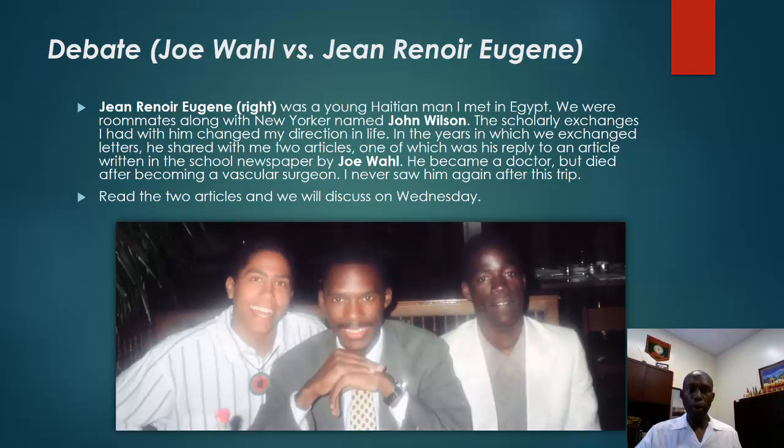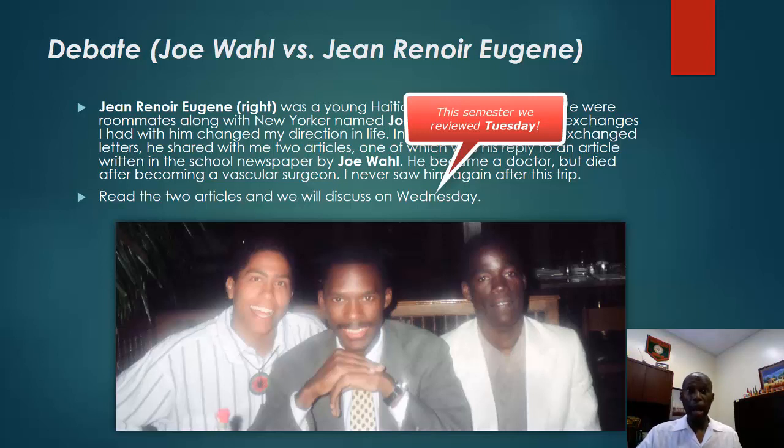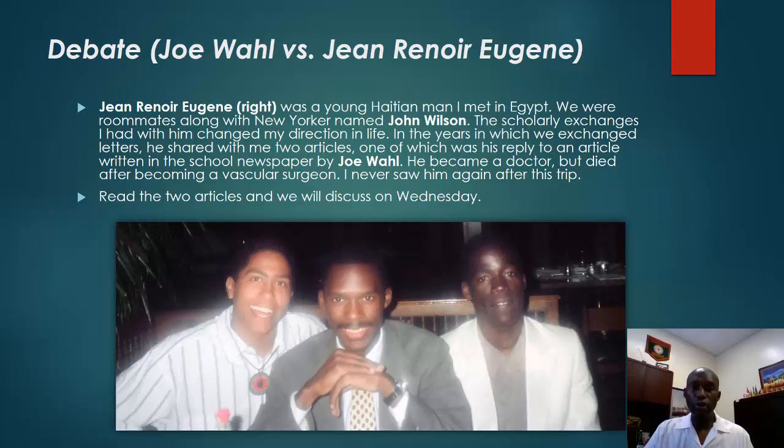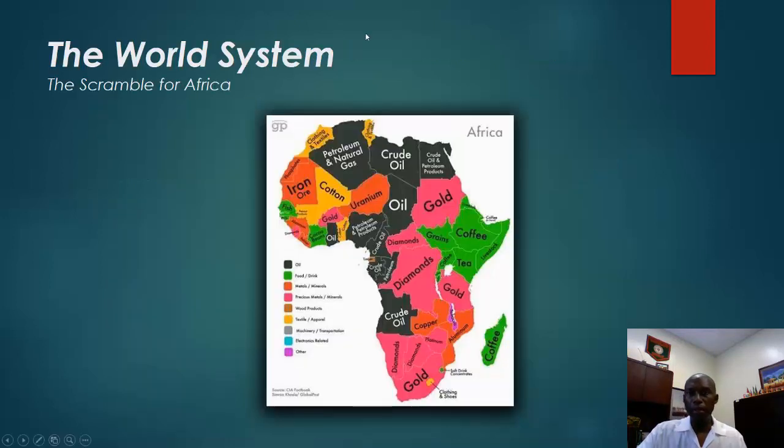This past week we reviewed a couple of articles that were written by college students, and one of them was a friend of mine, Dr. Jean Renoir Eugene. I met him while we were in Egypt, and we developed a very close relationship in those 17 days. I never saw him again in my life, but we would correspond, and he sent me a couple of articles, one that he wrote in response to another article. So let's talk about the world system.